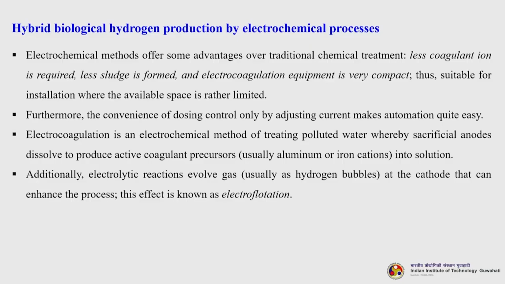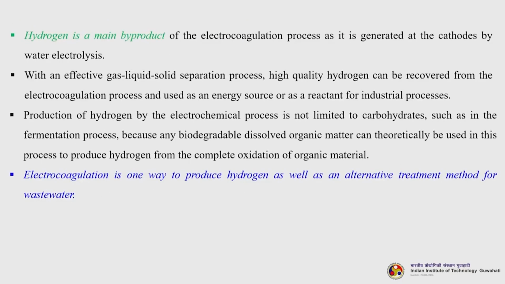Electrocoagulation is an electrochemical method of treating polluted water whereby sacrificial anodes dissolve, releasing the active coagulant precursor, usually aluminum or iron cations, into the solution. Additionally, electrolytic reactions involve gas, usually hydrogen in the form of bubbles at the cathode, that can enhance the process. This effect is known as electroflotation. Hydrogen is a main byproduct of the electrocoagulation process as it is generated at the cathodes by water electrolysis.